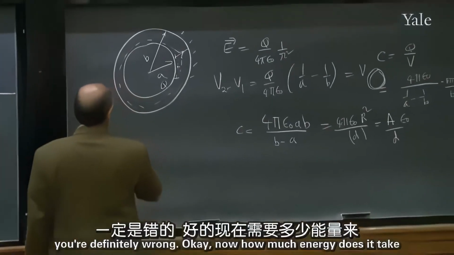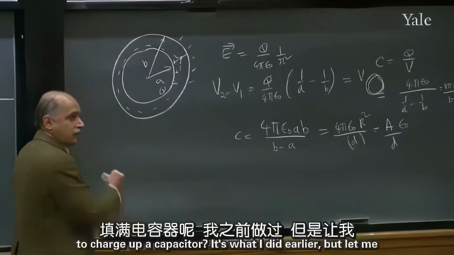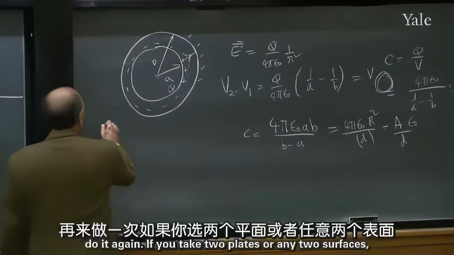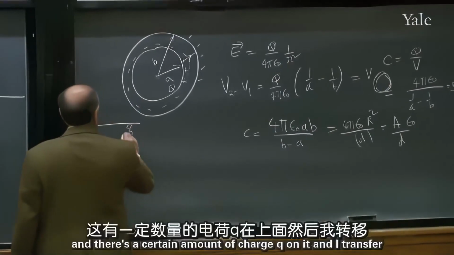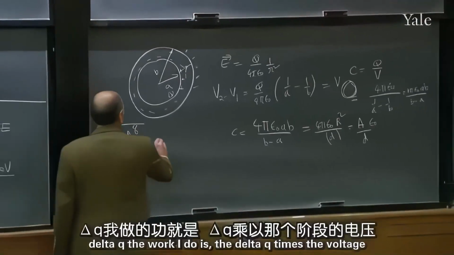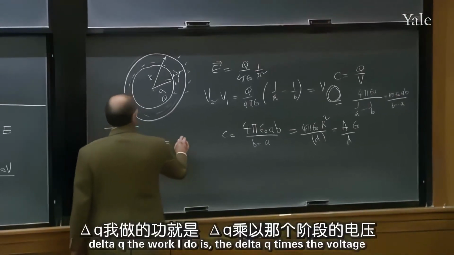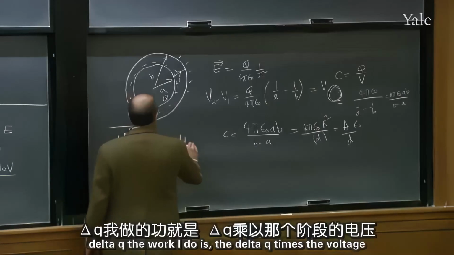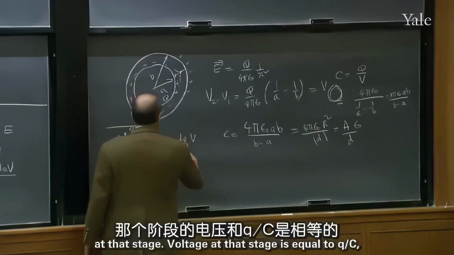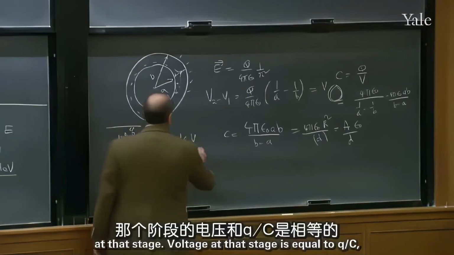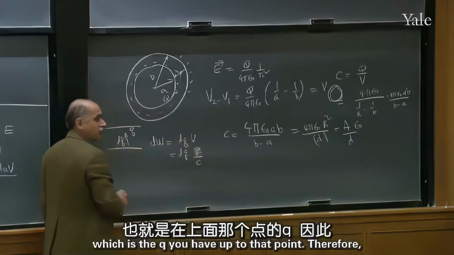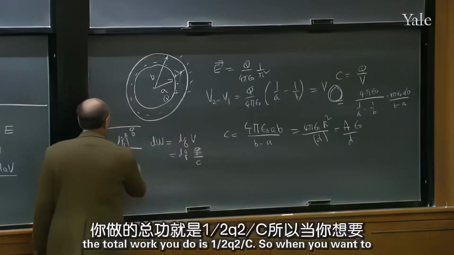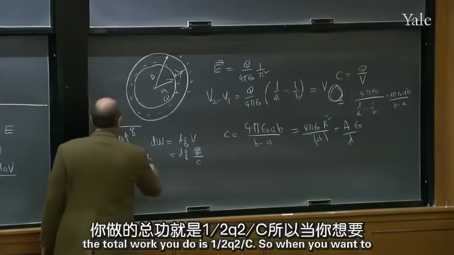Now, how much energy does it take to charge up a capacitor? It's what I did earlier, but let me do it again. If you take two plates or any two surfaces, and there's a certain amount of charge Q on it, and I transfer delta Q, the work I do is delta Q times the voltage at that stage. Voltage at that stage is equal to Q over C, which is the Q you have at that point. Therefore, the total work you do is 1 over 2 Q squared over C.